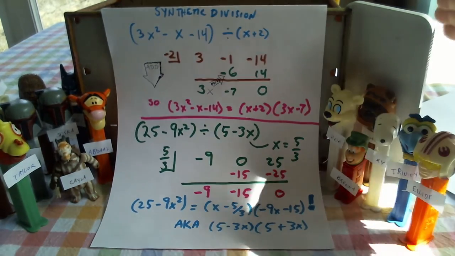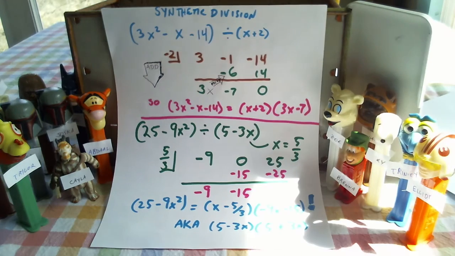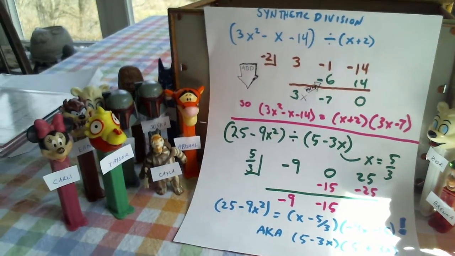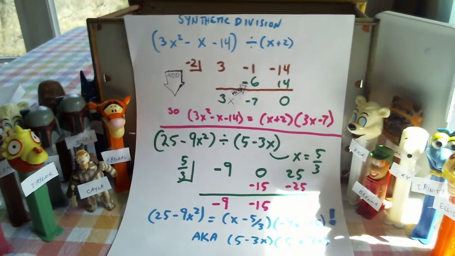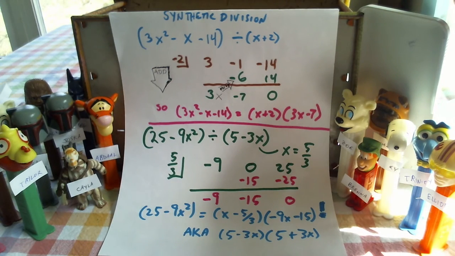Let's see if I can make that 0 better. There's that 0. And what that means is this thing factors. It factors into x minus 5/3 and the negative 9x minus 15. And Carly says that's different from the factoring yesterday. And what is actually the truth is it's just different looking factors.